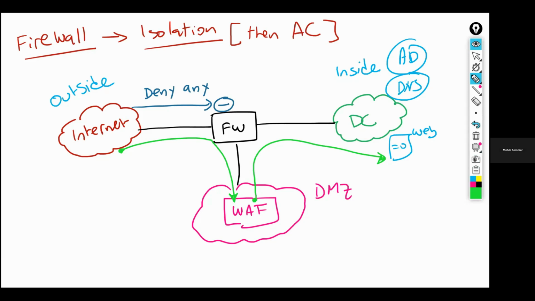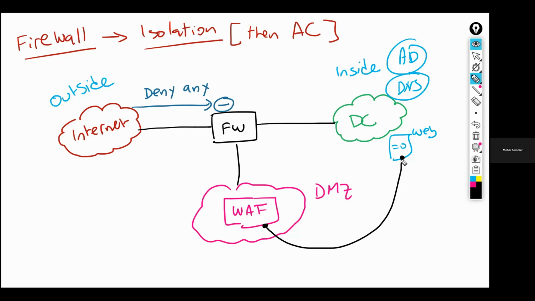Some other organizations prefer this. They open a connection between the WAF and the data center. So the WAF is simultaneously connected to the DMZ and connected to the data center. Now here we have a risk. If the WAF itself is being compromised, your data center is exposed. Make sense? Yeah, exactly.